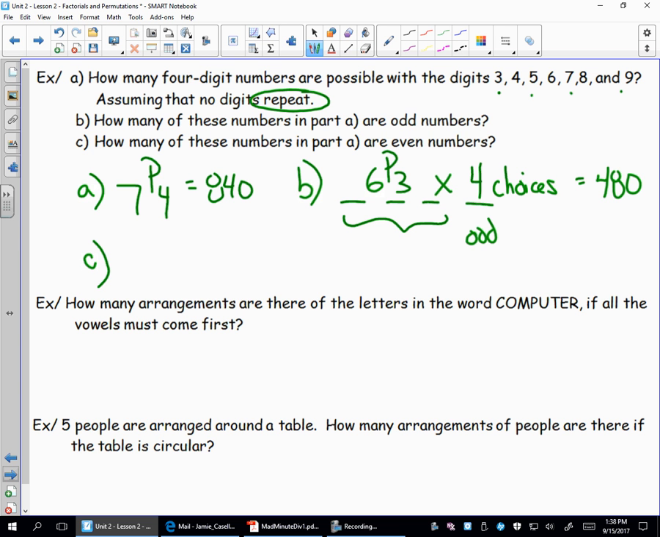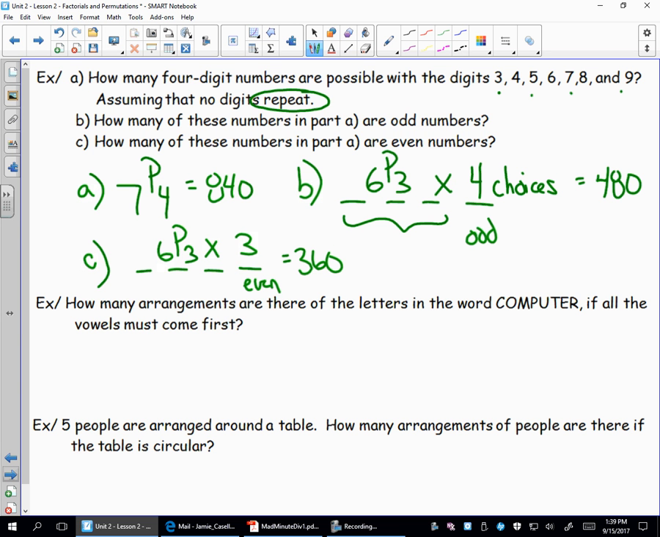Part C. How many of these things are even numbers? Well, I could do the same idea. I got to end with an even. So I got 4, 6, or 8. That's 3 choices. I got to fill the other 3 digits from the 6 choices. So 6P3 times 3. And if I do that, I get 360.